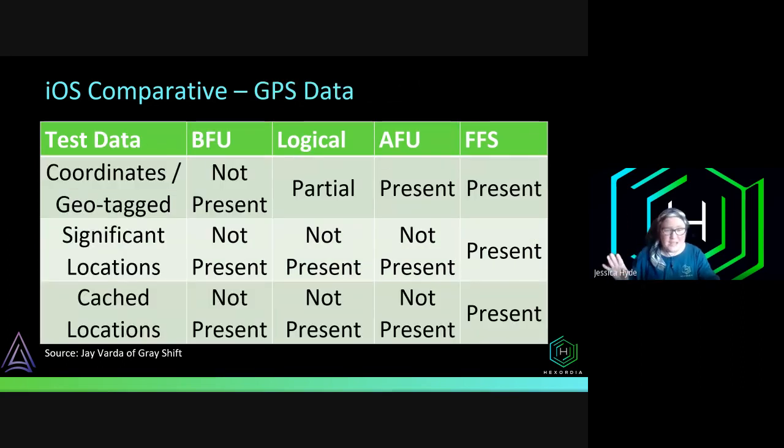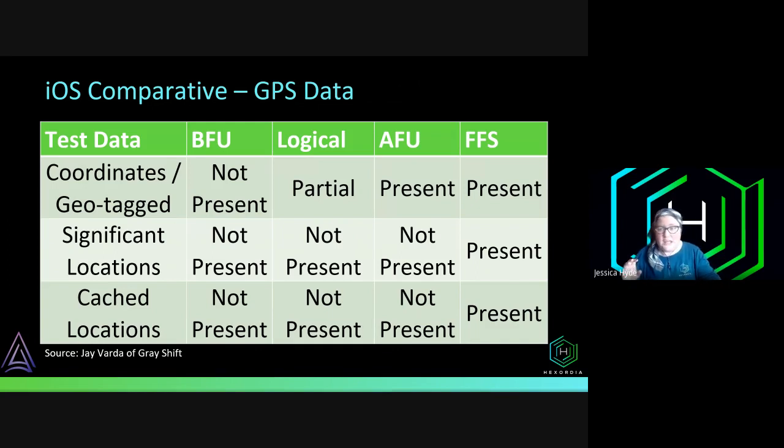Now let's talk about GPS, because with GPS, we're always after geolocation artifacts, right? Now you're not going to get anything in your BFU. You might get some in your partial. But this is one of those instances where, if you want significant locations or cache locations, you need that full file system image. So please find ways to get the tools and utilities and methods to get that full file system image.